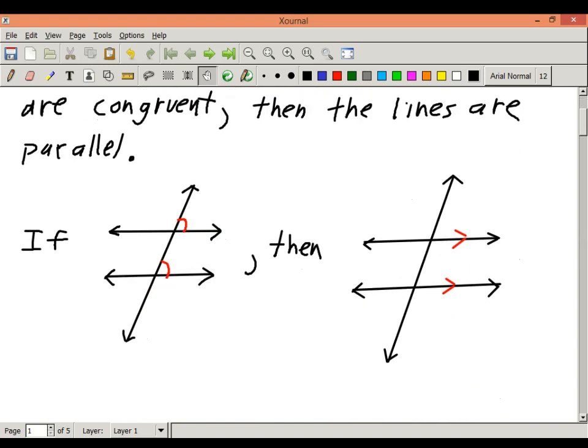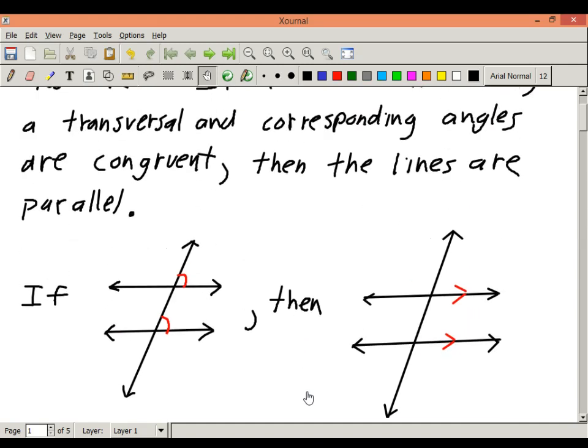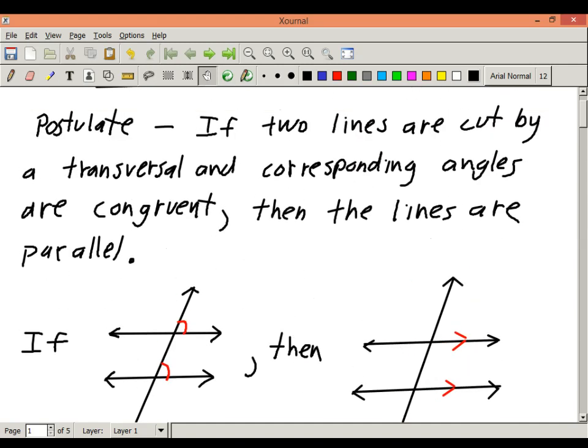But it says this: if you got two lines, notice we didn't say two parallel lines, but if you got two lines that are cut by a transversal and corresponding angles are congruent, then the lines are parallel. That's the conclusion. So it's exactly the converse of what we had earlier. So we're going to use this converse to prove the theorems in this unit, in this topic. Okay, so that's our first postulate here.